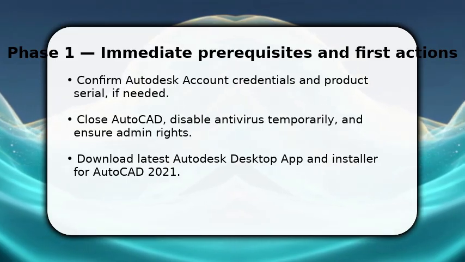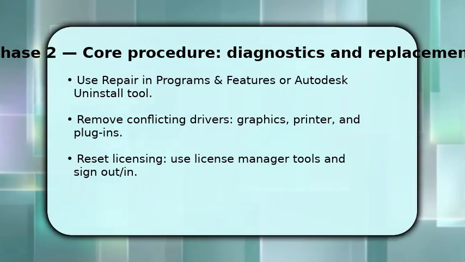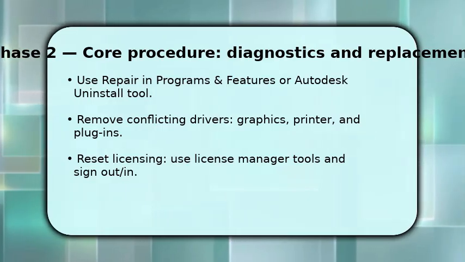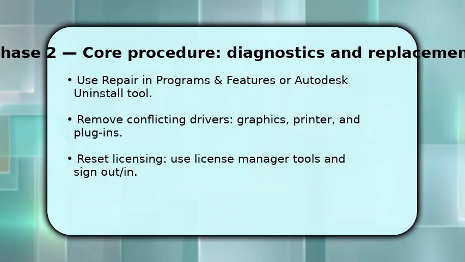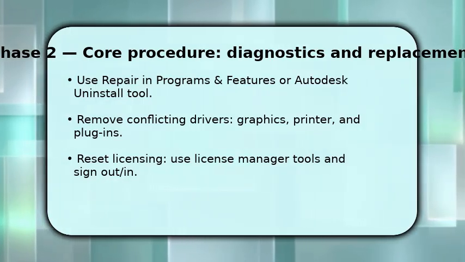Open Programs and Features and choose Repair on AutoCAD 2021, or use Autodesk's Uninstall tool to modify and repair components. After that, update or roll back the graphics driver. Many errors stem from GPU mismatches, and temporarily remove third-party plugins.